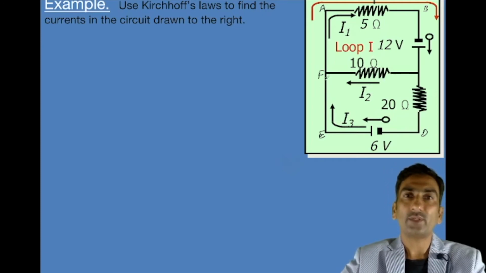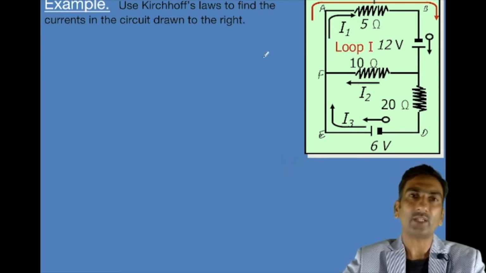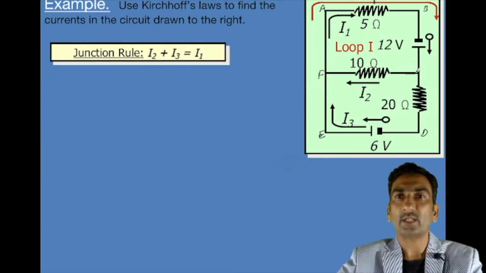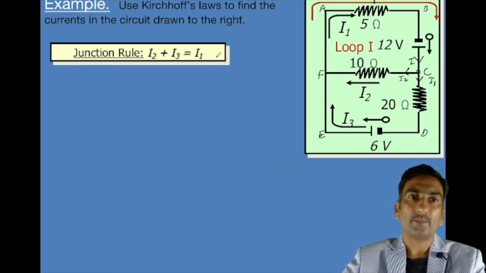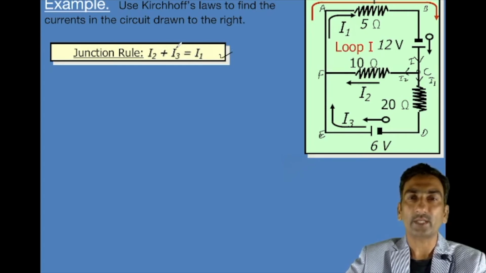So we'll start with loop 1, and before that we can use the junction rule. As per the junction rule, where is the junction? Let's say that point is C here. At the point C, look at that, this current I1 is entering the junction, and these are the two currents leaving the junction, I2 and I3. So as per the junction rule, we have this relation: I1 equals I2 plus I3, as shown in this diagram.